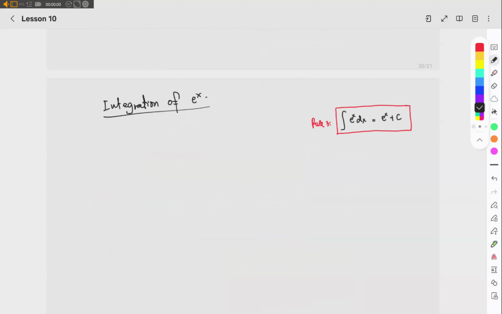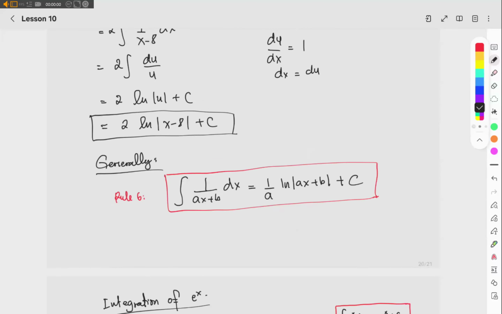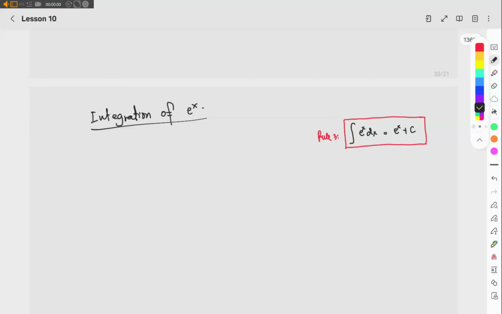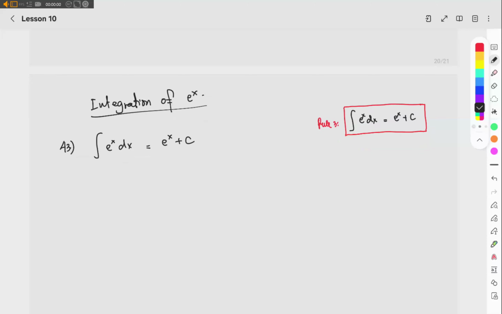All right, so suppose the very basic one is what? Let's start with the basic. 42, now 43. The basic one is if you have integral of e to the x dx, that will just simply be e to the x plus c, just as simple as that.